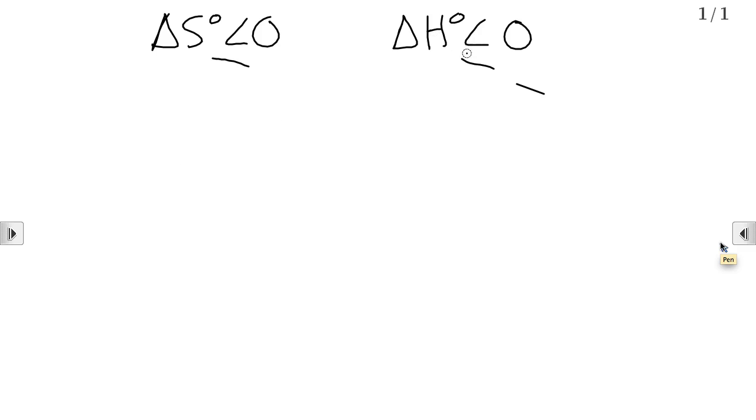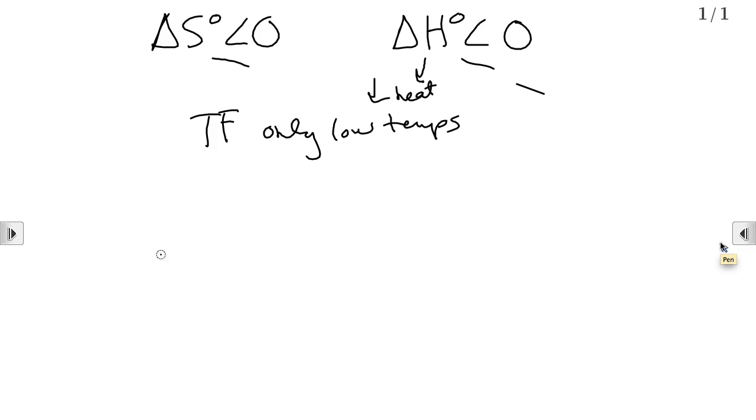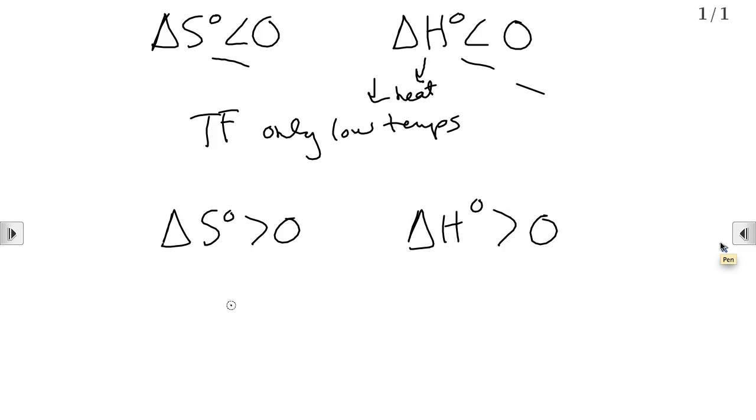So with this, this is only thermodynamically favored. I think about enthalpy as heat. When I have a small heat value, that means that this is going to be thermodynamically favored only at low temperatures. And if I face them the other way, well, the entropy is positive and the enthalpy is also positive. Now I can see my heat, it's enthalpy, but the heat is high, so this is only going to be thermodynamically favored at high temperatures.